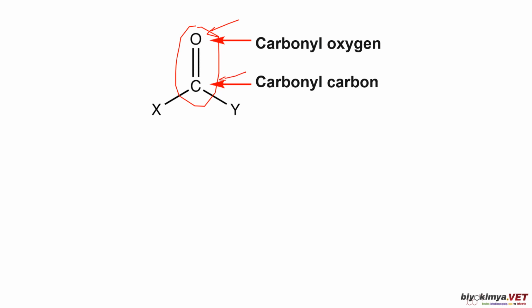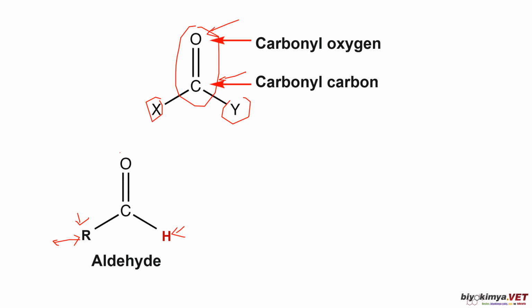And there are still more sigma bonds which attach to the X and Y. Depending on the X and Y, there are variable functional groups having the carbonyl group, such as here: if the Y is hydrogen and the X is an R, a radical group, or a carbon backbone, this is called the aldehyde group. CH bonded to a carbon backbone, CHO.